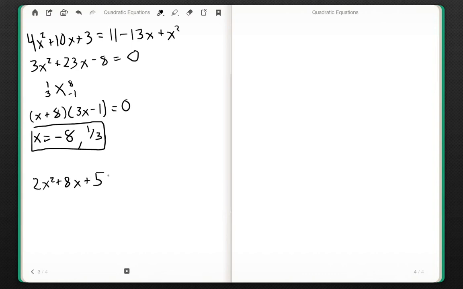Here is the next one. So we're going to factor this by drawing the x, 1 and 2, and then the factors of 5 are 5 and 1. This will be 10 plus 1, that's 11. So that does not work. So let's try putting the 1 here and the 5 there. We'll get 5 plus 2 is 7.